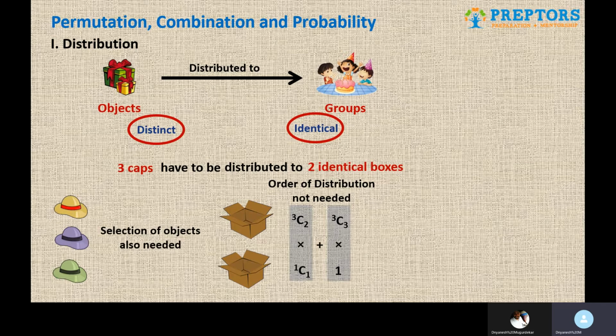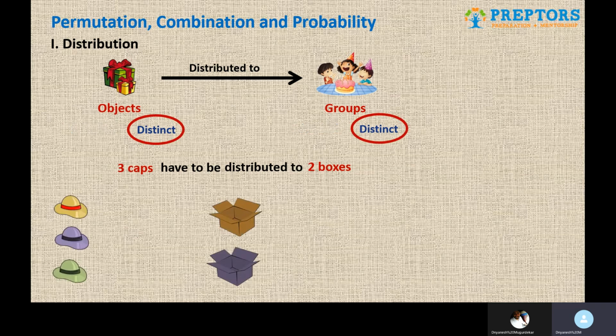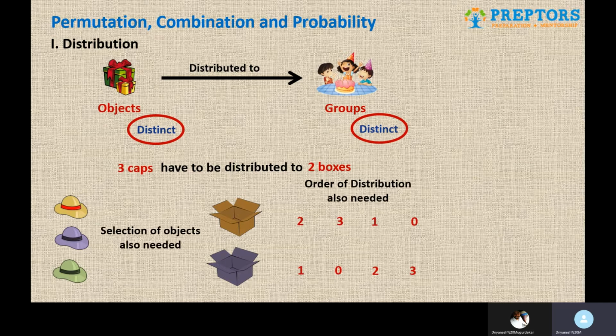And the fourth and the toughest of all scenarios: both are distinct, the objects as well as the groups. So three caps have to be distributed into two boxes. Not only is the selection of caps important, but which box gets how many is also important.